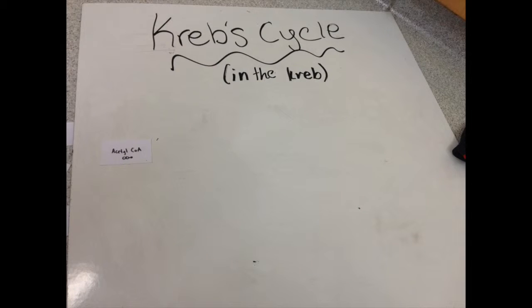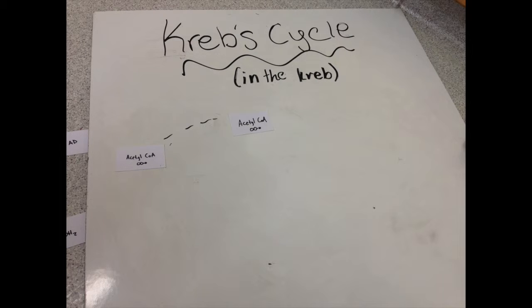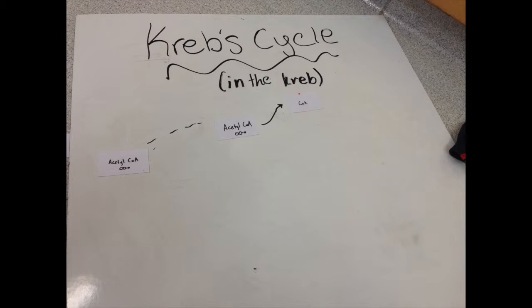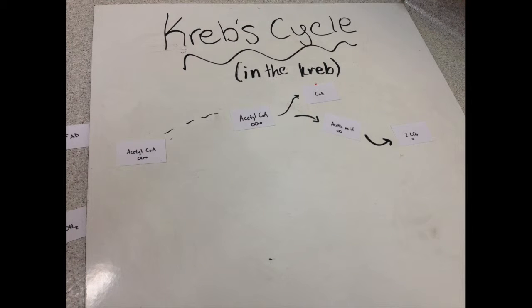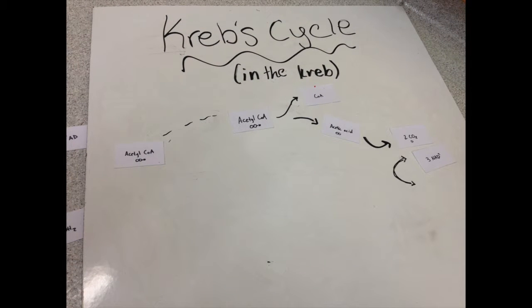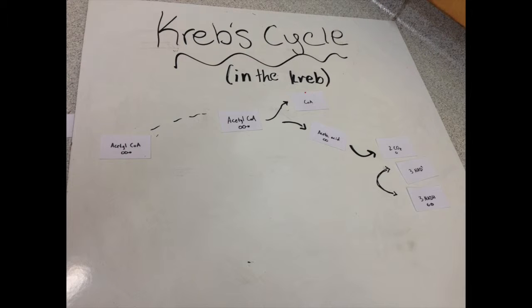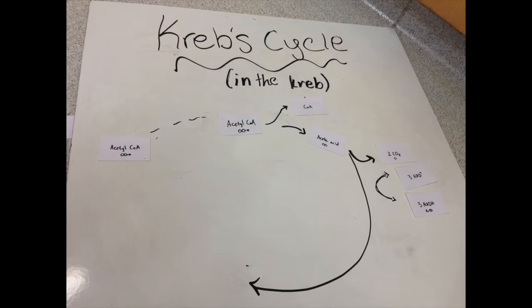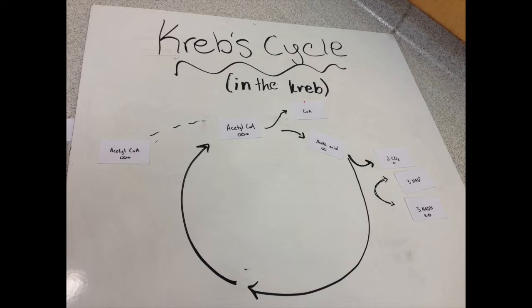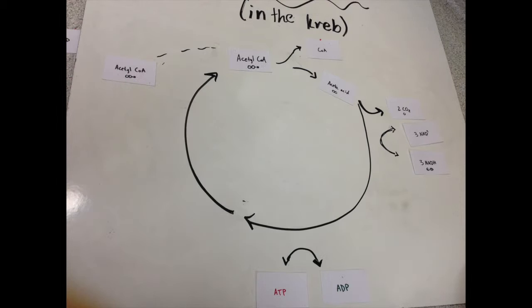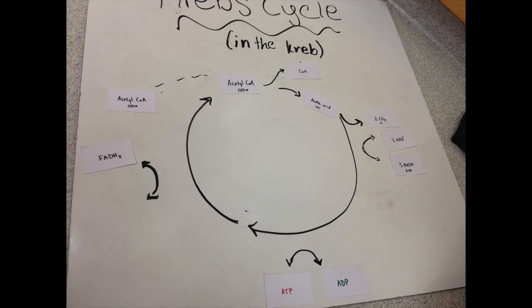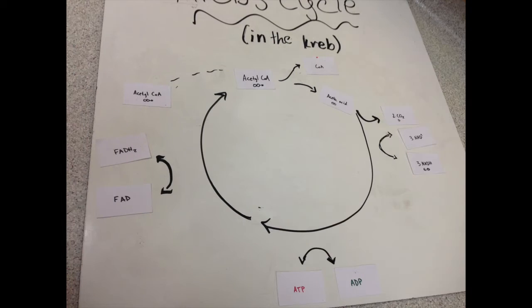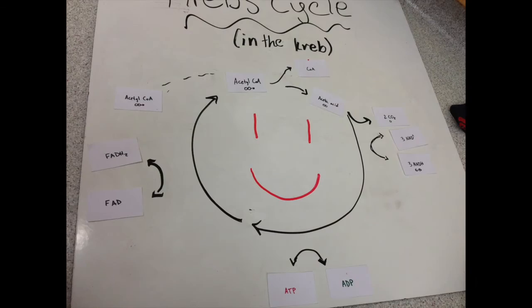Welcome to the Krebs cycle. Acetyl-CoA turns into CoA and acetic acid. Acetic acid has a byproduct of 2 CO2 and 3 NAD+, which turns into 3 NADH. Another byproduct is ATP from ADP. And FADH2 comes from FAD.